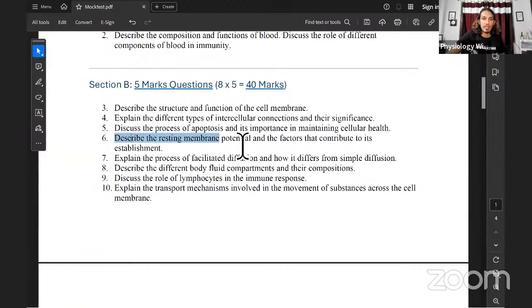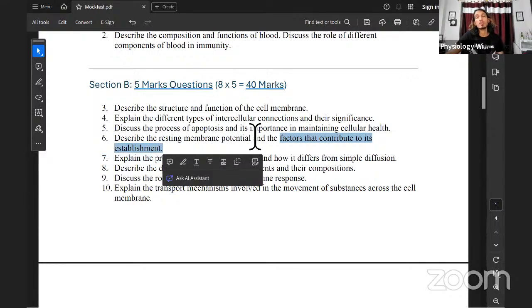So describe resting membrane potential and factors that contribute to its establishment. There you talk about leaky potassium channels, and you can talk about sodium-potassium ATPase. Then there are values given in Ganong, for example, where they talk about how much contribution there is by the Goldman-Hodgkin-Katz equation. Those values also you can write down. You'll get better marks if you do all that.